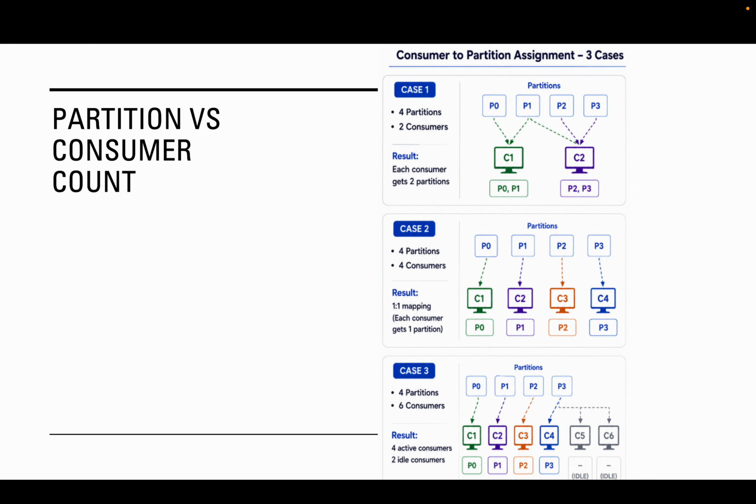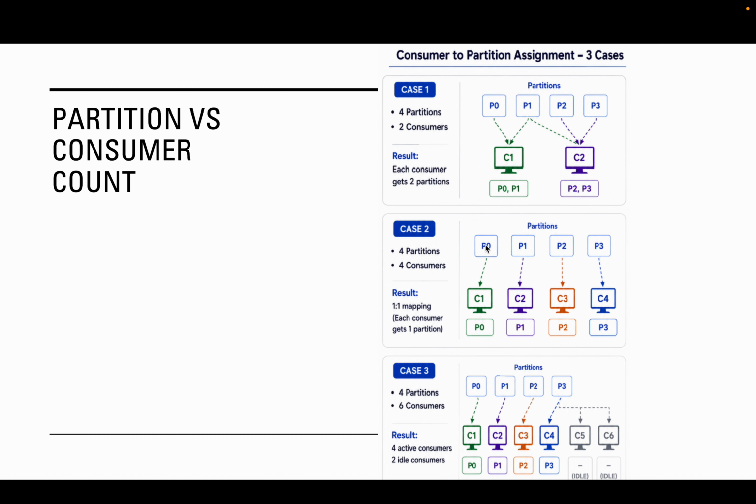Now let's look into the concept of partition assignment. What could be the various cases? Let's look into it. Multiple cases over here. We have a case where there are 4 partitions and 2 consumers. This will lead to a 4:2 mapping, right? My bad, 2 partitions will be assigned to 1 consumer each, right?